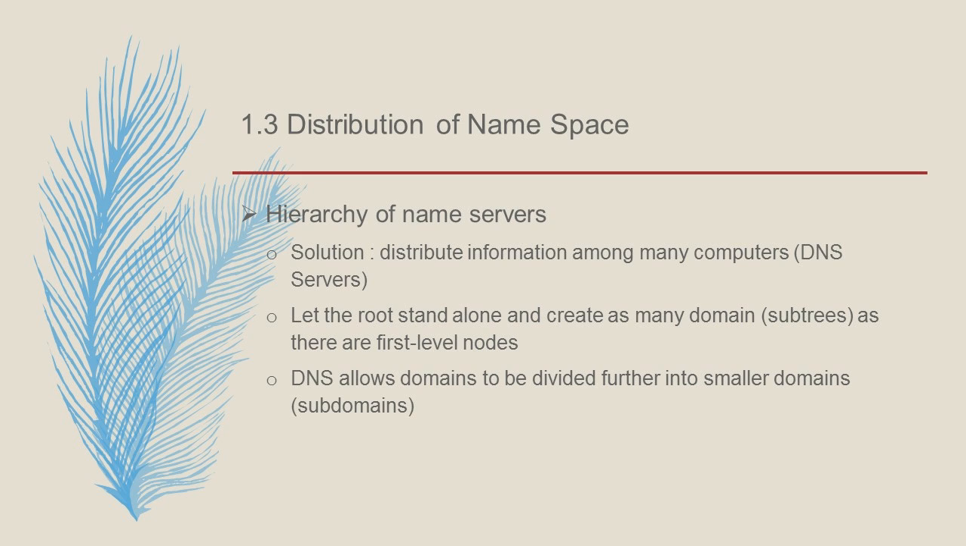A domain created in this way could be very large. DNS allows a domain to be divided further into smaller domains or subdomains. Each server can be responsible for either a large or a small domain. In other words, we have a hierarchy of servers in the same way that we have a hierarchy of names, as in the diagram below.